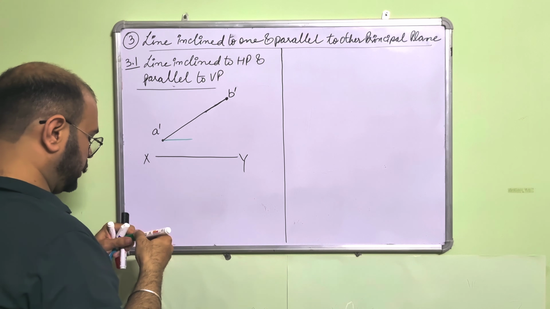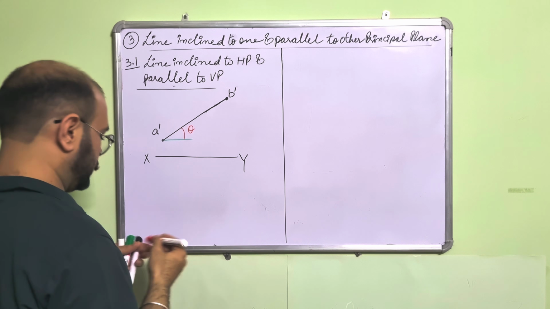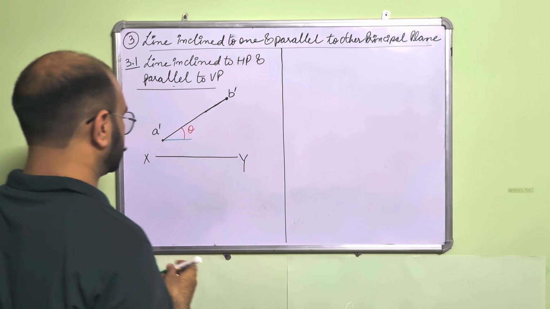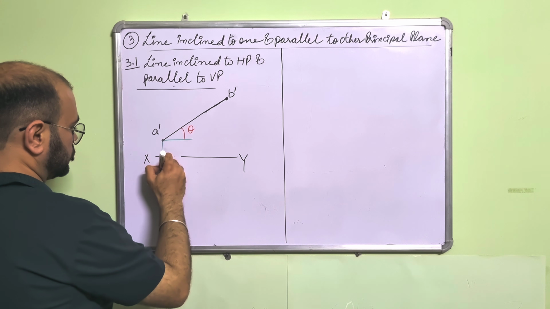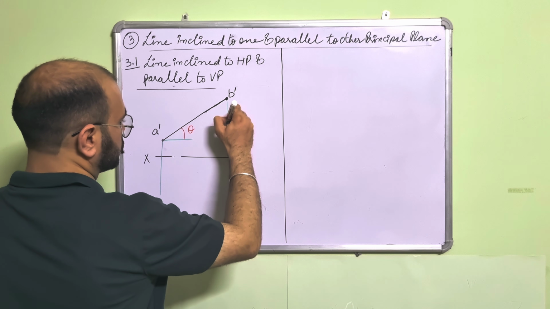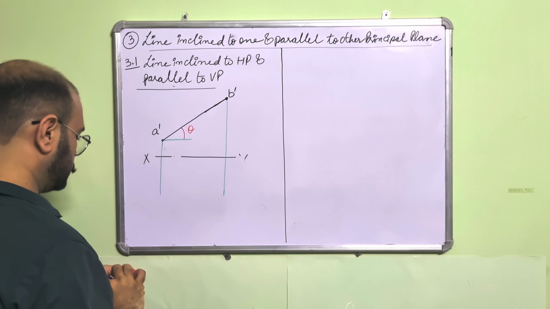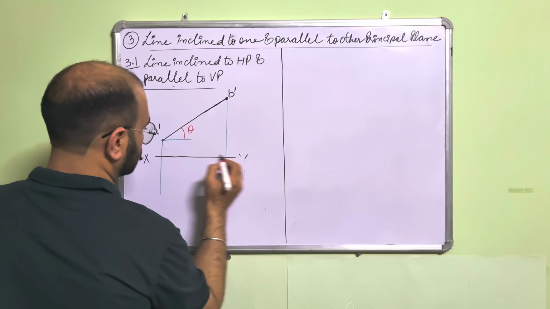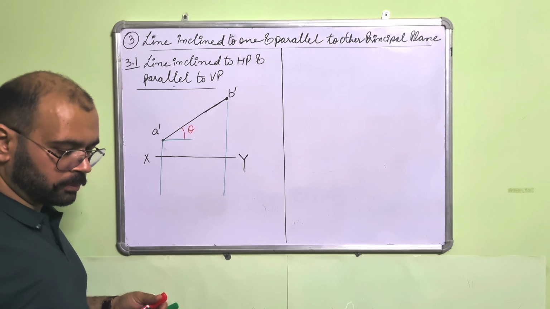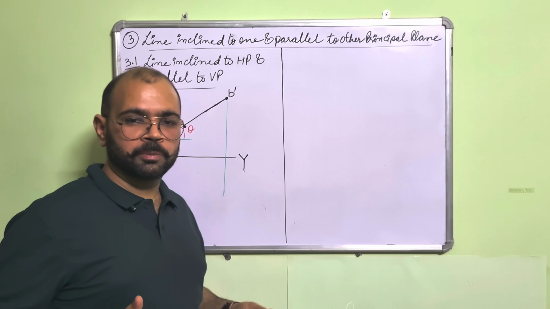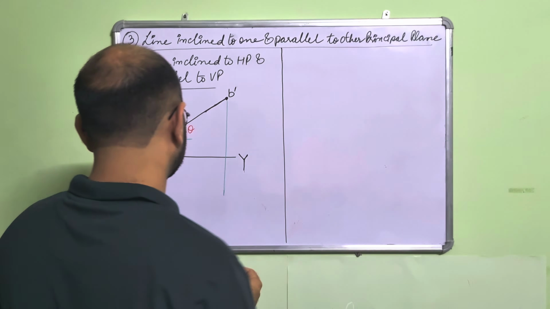This angle is theta. This will also be given to you in the question. This angle is theta, the inclination to HP. It is standard: we consider the inclination to HP as theta. And let us draw the projection lines, vertical projection lines, from here also. So when you see it from the top, the apparent length will be visible to you, and the actual length will be visible in the front view.